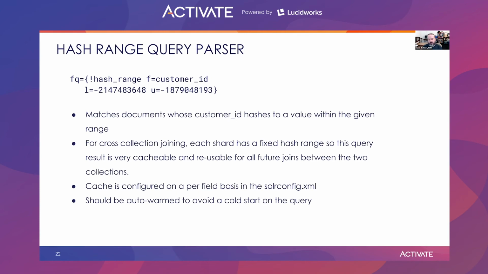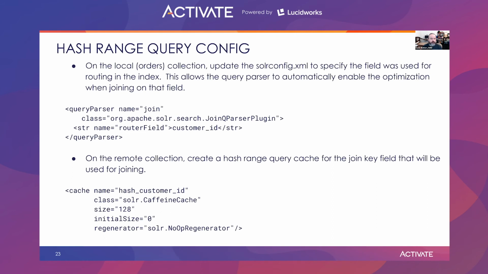And you can either pay the hit on that up front, or you can just do a simple auto warming query. Any auto warming query, any hash range against the particular field will trigger that cache being created. So here's an example on the lower part of the slide. You can see that the cache has this prefix hash underscore and the field name, has a size, no operator generator. And this is all you need to do in your Solr config XML for the remote collection that you're going to be searching against.